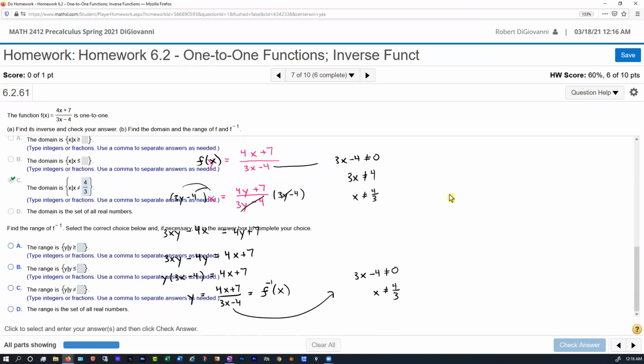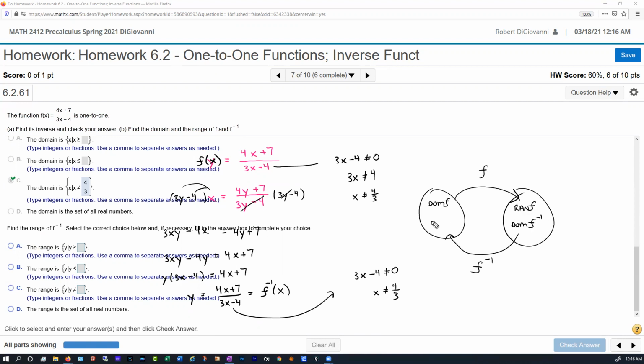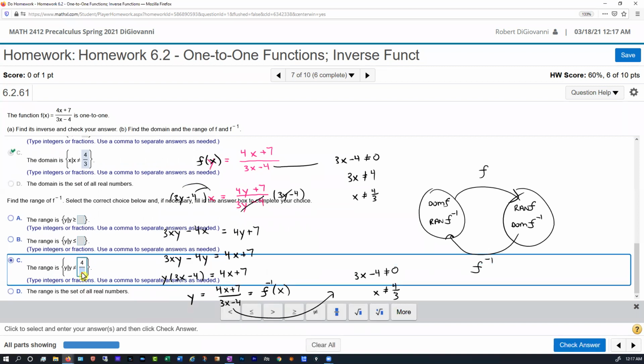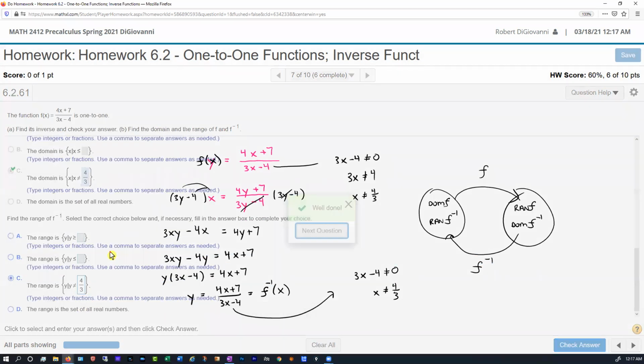Okay, maybe I just draw a picture because I think this is getting confusing. Okay, f goes like this. F inverse goes like this. Whatever the domain of f is comes out over here as the range of f. But this is also the domain of f inverse, and this becomes the range of f inverse. So if we want the range of f inverse, that's this. It's the same as the domain of f, and the domain of f was everything but that. Because this is the same function, it's a little confusing because it's the same thing every time, but not every problem would necessarily be like that.